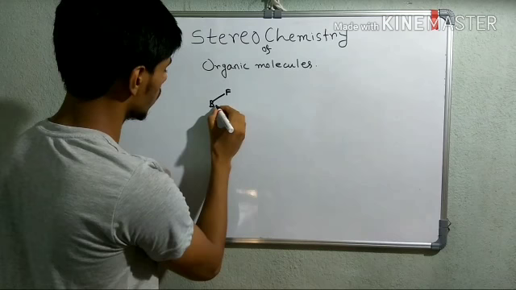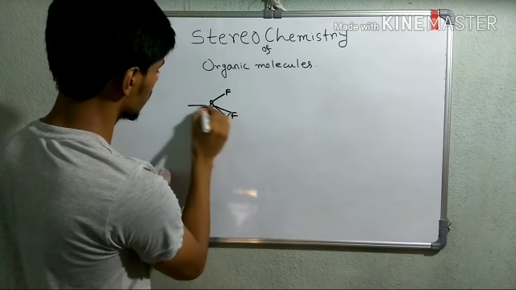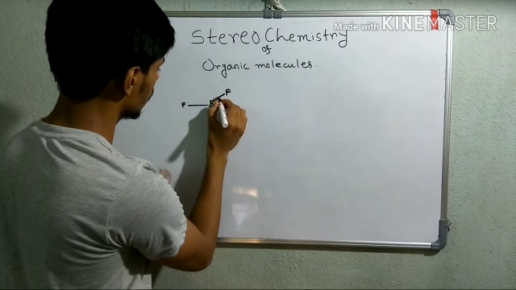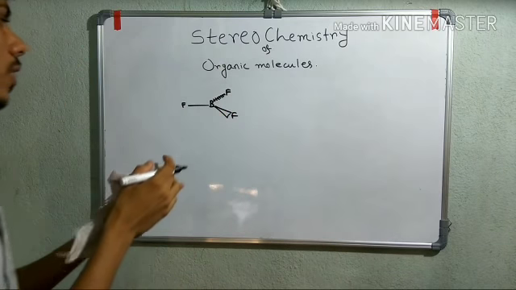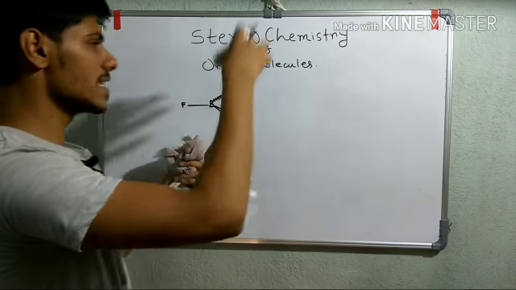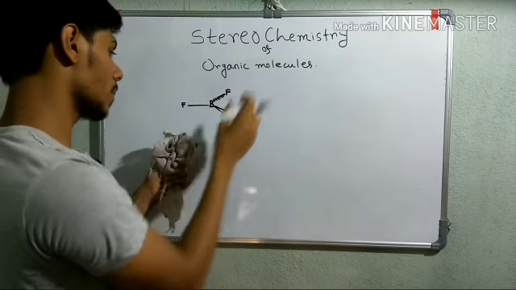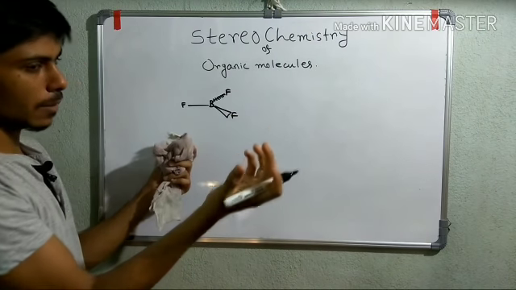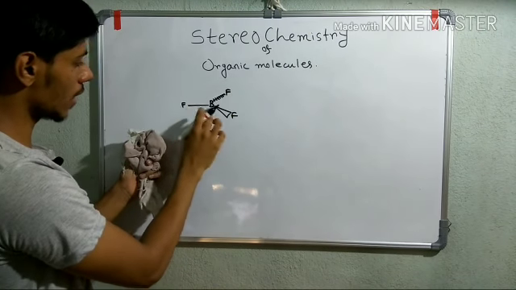So this is the molecule BF3, and we are representing this molecule in such a way that this fluorine atom is below the plane or behind the plane, this fluorine atom is above the board, and this fluorine atom is on the board.